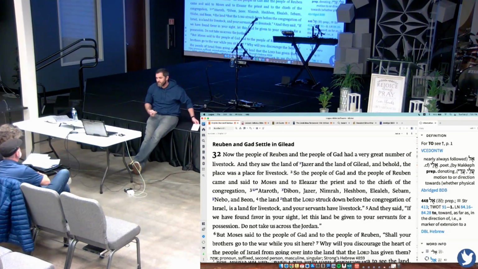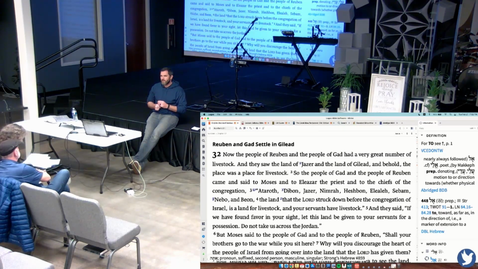So the place was for livestock, and the people of Gad and the people of Reuben came and said to Moses and to Eleazar, the priest and the chiefs of the congregation, those guys, the land that Yahweh struck down before the congregation of Israel is a land for livestock, and your servants have livestock. And they said, if we have found favor in your sight, let this land be given to your servants for possession, and do not take us across the Jordan.